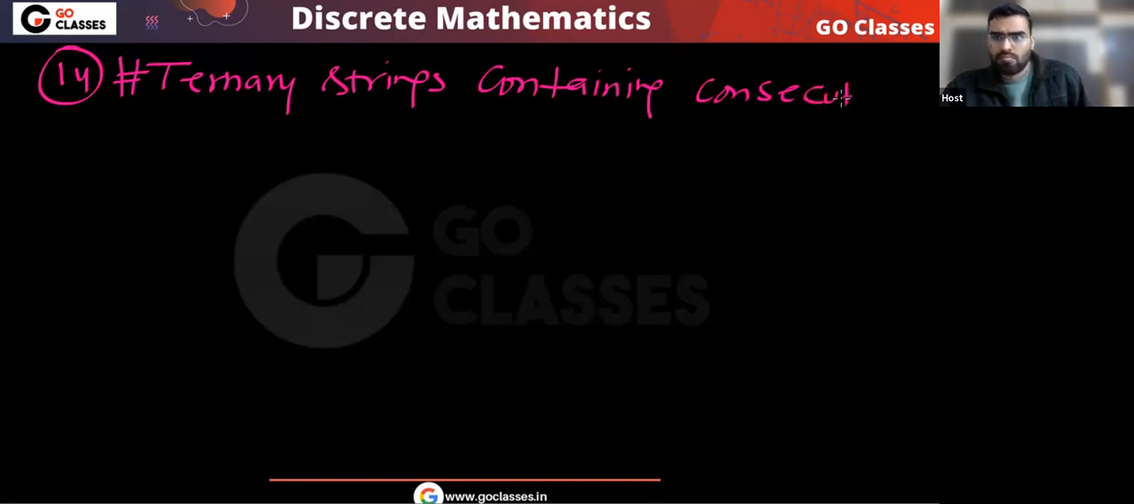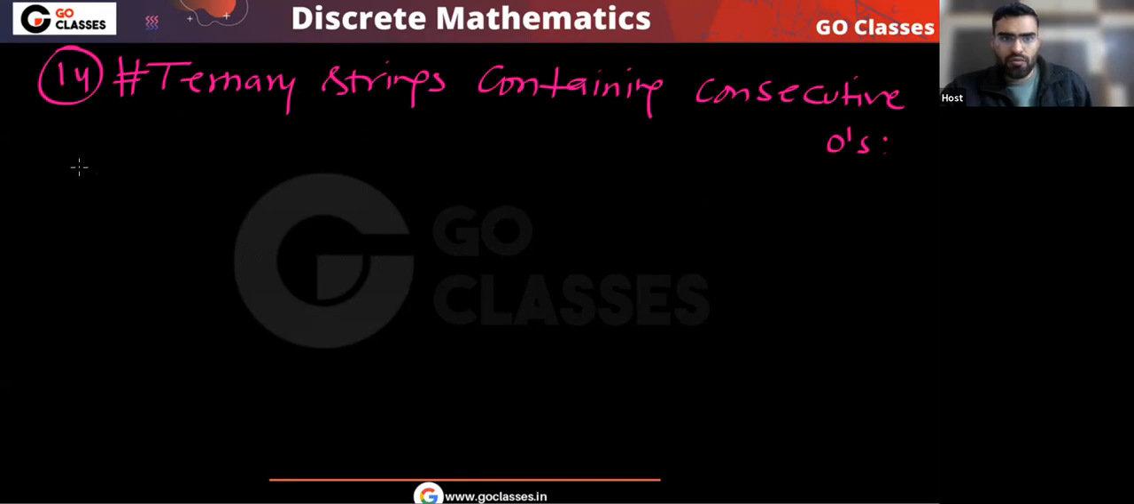Number of ternary strings containing consecutive zero. No, we have to write the recurrence relation. I am not asking for the answer, I am asking for writing the recurrence relation. Can you write the recurrence relation for this problem?